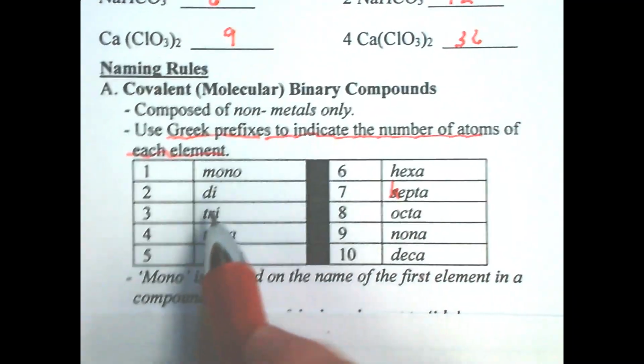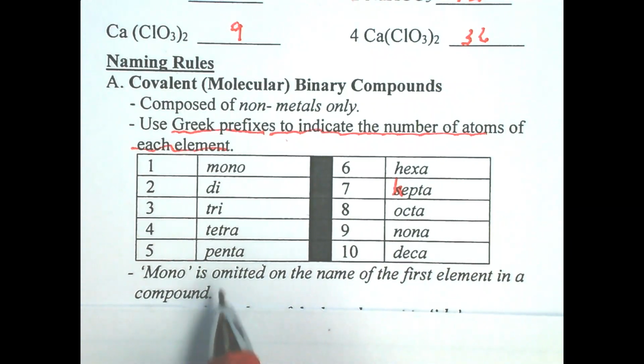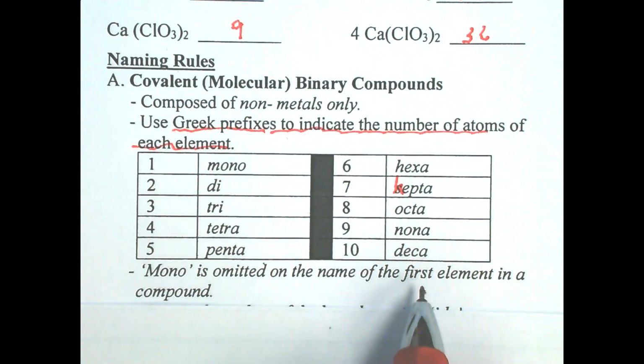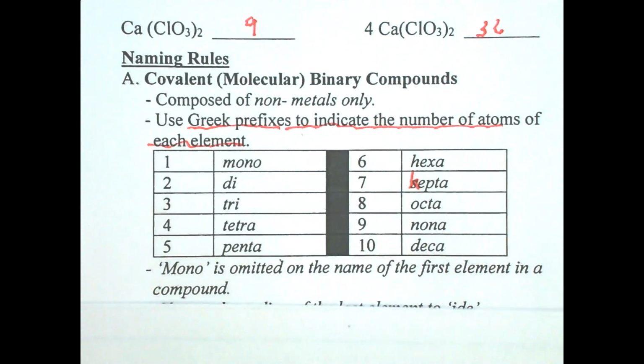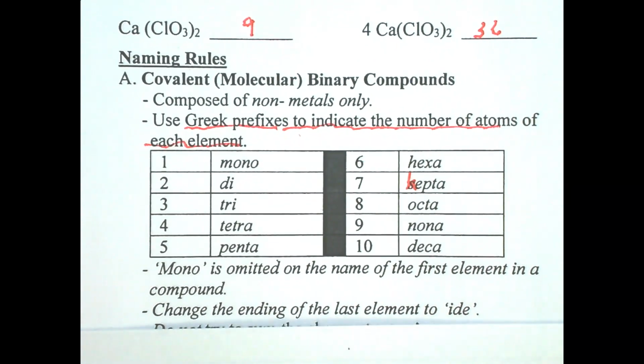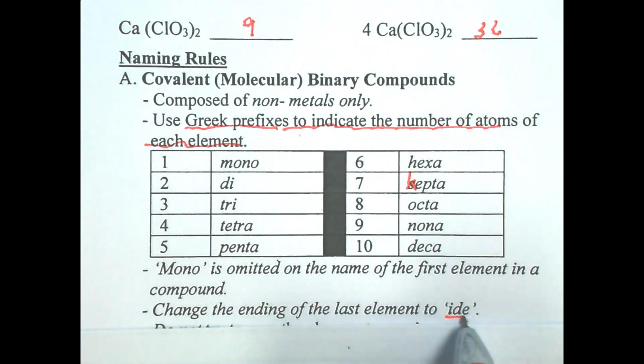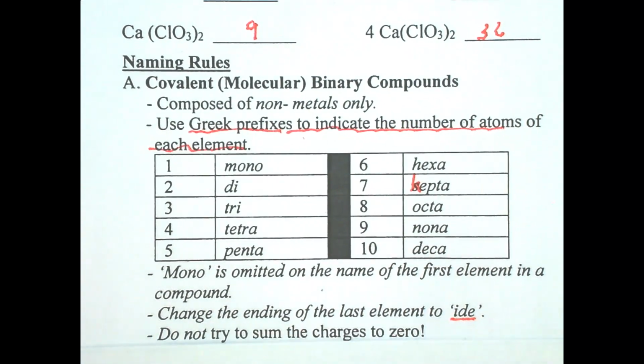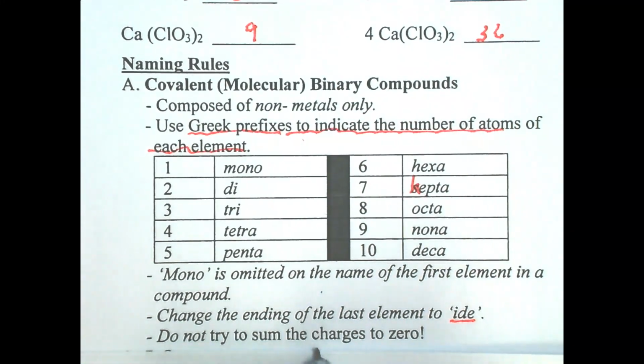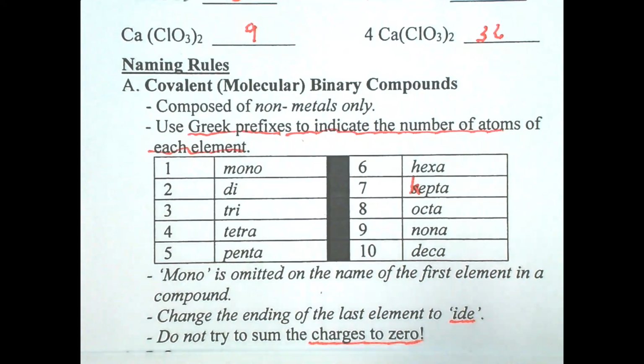Mono means 1, but if you only have 1 of the first element in the compound, then you leave the word mono off. You change the ending of the last element to IDE. You do not try to add up charges. So there are no charges on these. These are not ionic, they're molecules. So no trying to sum the charges.